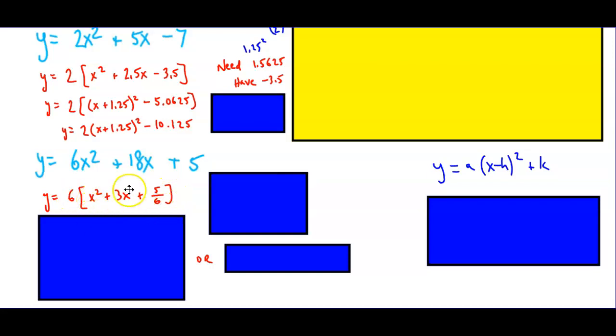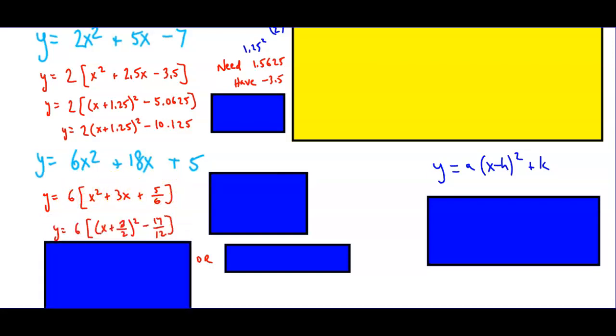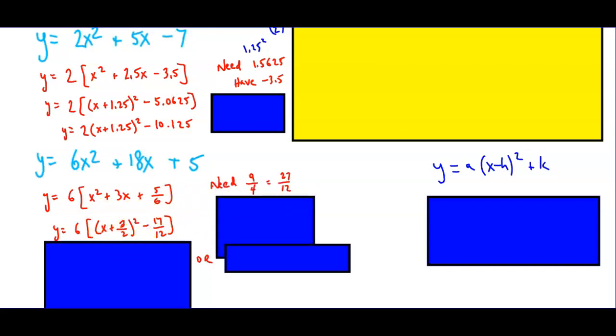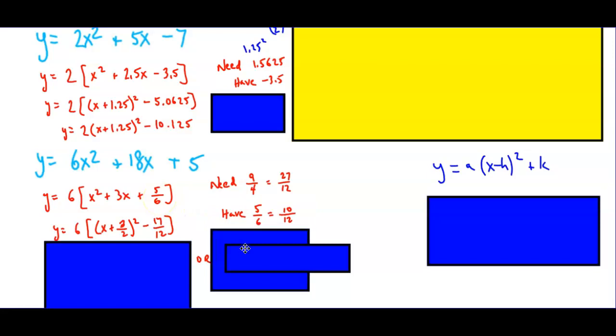So my next step is to divide the 3 in half, make it 3 halves. Again, not 1.5 because I'm dealing with fractions here. So I'd rather have fractions throughout. Okay, so I have 3 halves. So where did the 17 halves come from? What I'm doing now is I'm squaring the 3 halves, and I get 9/4. That's what I need. But what I have is 5/6. And so what I want to do is compare the 9/4 to the 5/6. So I change them both into 12ths. I need 9/4, I have 5/6. So to compare them, I made them both the same denominator.